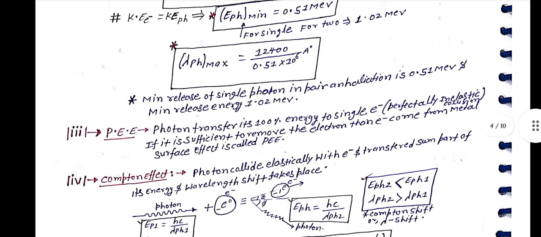And next they have given the photoelectric effect, that is a photon transfers its 100% energy to a single electron. It is sufficient to remove the electron, then the electron comes out from the metal surface, and this effect is called the photoelectric effect. So the photon transfers its energy to the single electron, and the energy given by the photon is sufficient for that electron to come out from the metal surface.